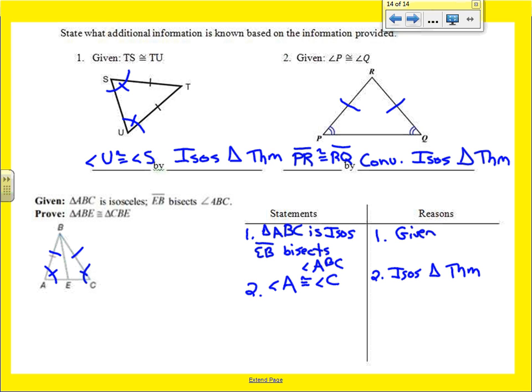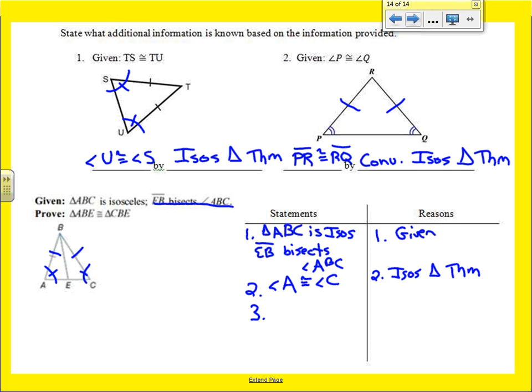And now we're trying to use another piece of information. Again, a couple options you could do here. You could try to use the reflexive property. That would possibly be something that would work. However, it wouldn't give you side-side-side or side-angle-side, one of the five properties we know. So what we have to use now is the second piece of information.